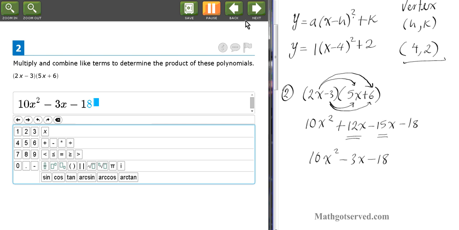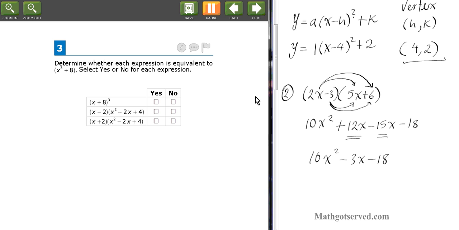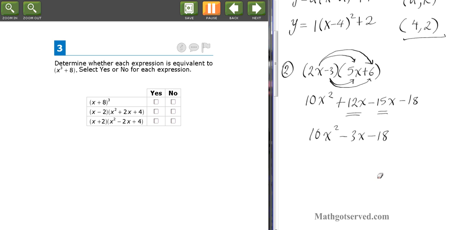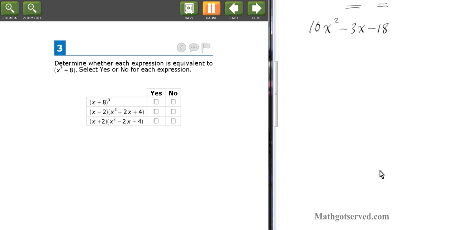Let's move on to question number 3. Question 3 states you are to determine whether each expression is equivalent to x to the third plus 8. Select yes or no for each expression.